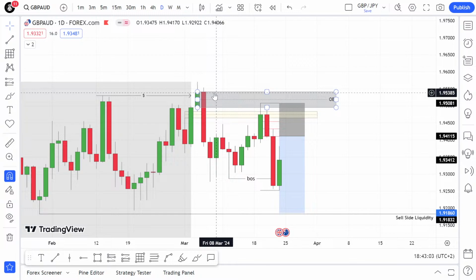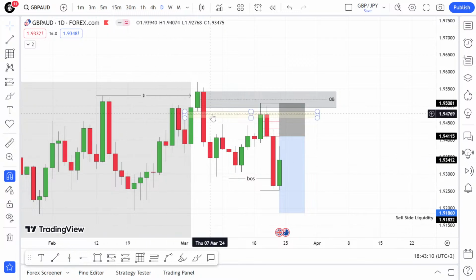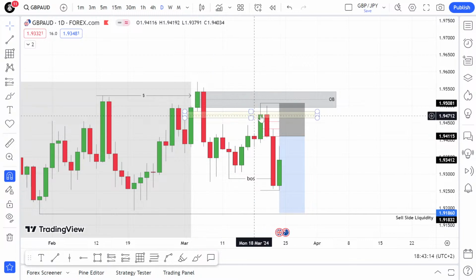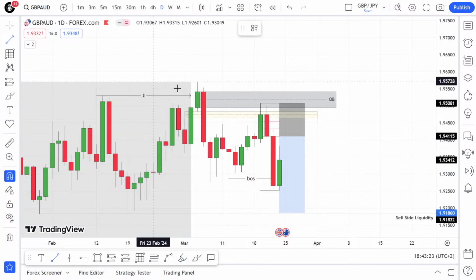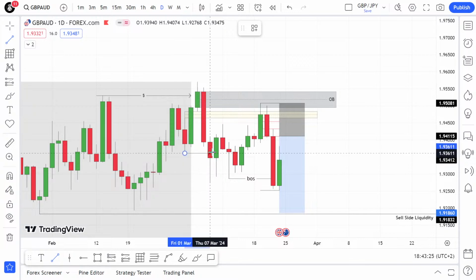Looking at the daily, this is the time frame where I start to look at the structure. If you understand how the structure works, also you've got this balanced price range. Look how the bodies are respected to that midline. Okay, we sweep that liquidity. This is the first break of structure to the downside.